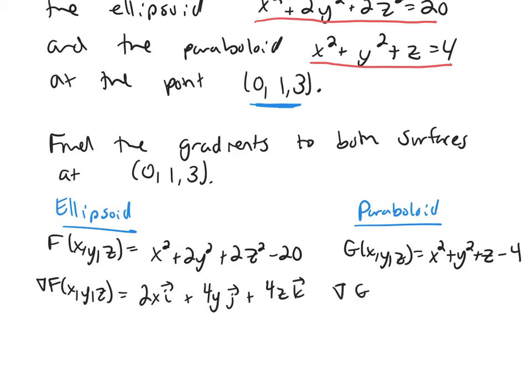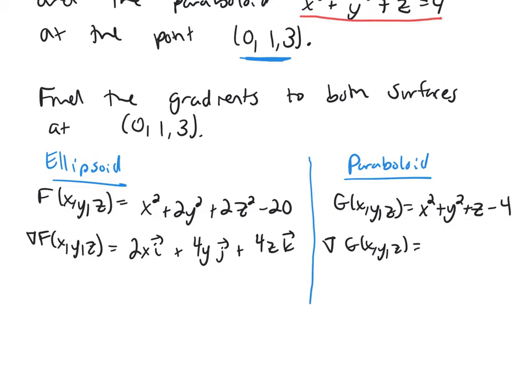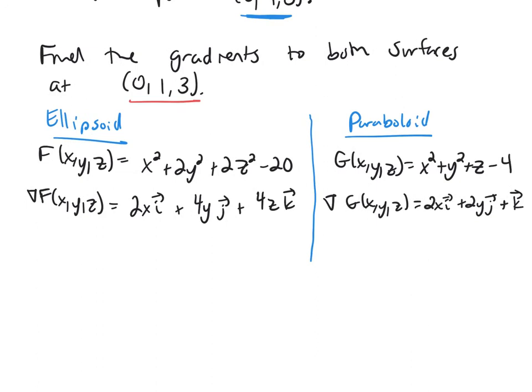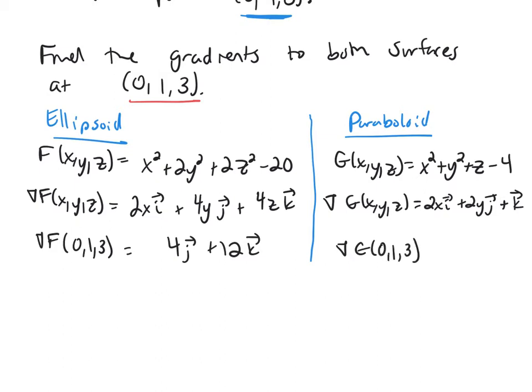Take the gradient over here for our paraboloid. So if it helps, maybe I'll draw a line here so we don't mix up the two. The derivative with respect to x, 2x i. The derivative with respect to y, 2y j. The derivative with respect to z is just 1, so it'll just be k there. And now you're going to plug in your point, (0, 1, 3), into these. So the gradient of f at (0, 1, 3) will be 4j plus 12k. And the gradient for the paraboloid at our point will be 2j plus k.